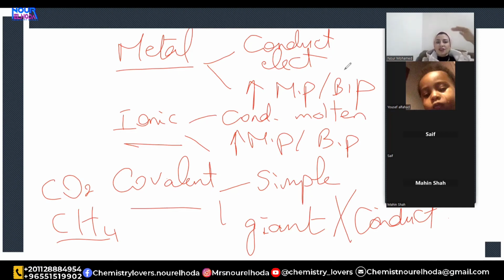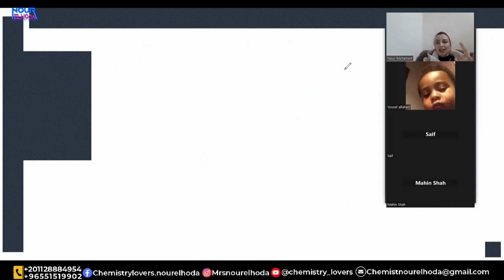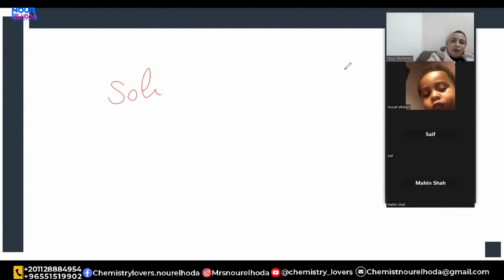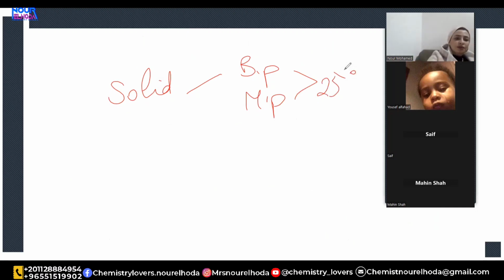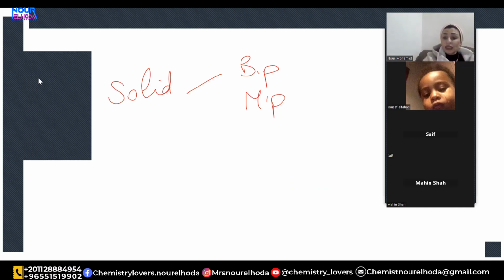Okay, now I identified when do I say this is a metallic bond, when do I say this is ionic, when do I say this is covalent, because this is so tricky. Okay, when do I say this is a solid and this is a liquid and this is a gas? Because sometimes the students don't know. To know this is a solid, you are going to choose the melting point and the boiling point more than 25.